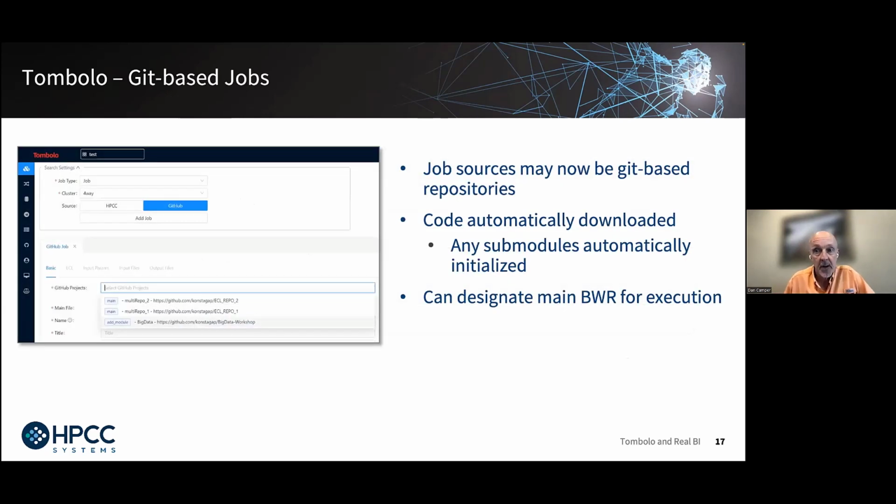The code for individual jobs can be sourced from a Git repo as well as from an existing work unit. Those repos can now include submodules. So the submodules are automatically initialized recursively and brought in so they can be used as libraries for existing ECL jobs. The submodules allow you to easily include code from other repos.